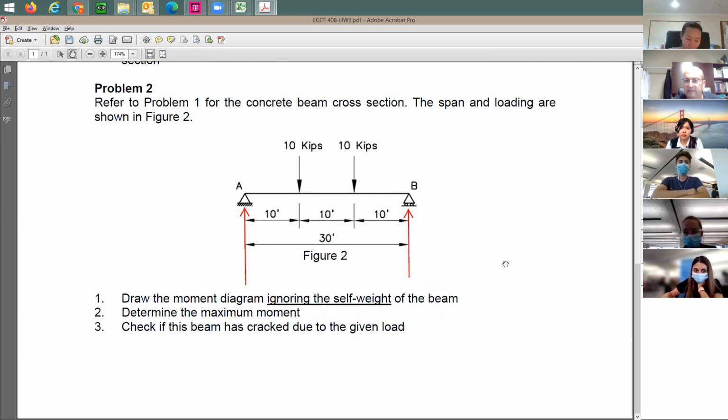I see some people have their mouth open, 10 as if they are saying 10 kips. Yeah, 10 kips, exactly, on each side. Yes, thank you very much. 10 kips, and in here also I'm going to have 10 kips. Very good.